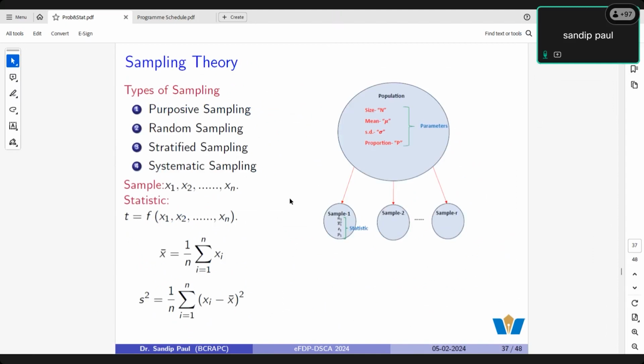Now, the third part of the topic is sampling theory. As we have already been running late, I need 5 more minutes to explain the things.